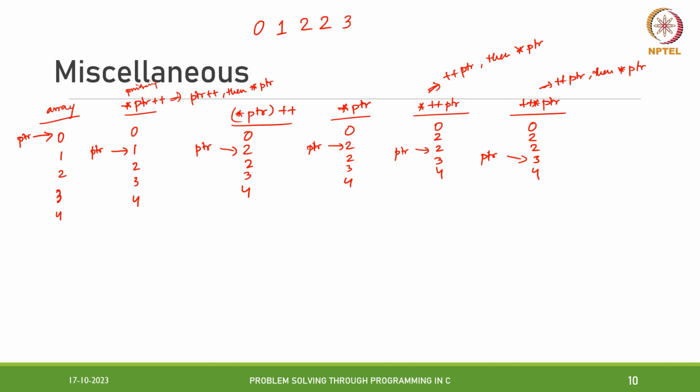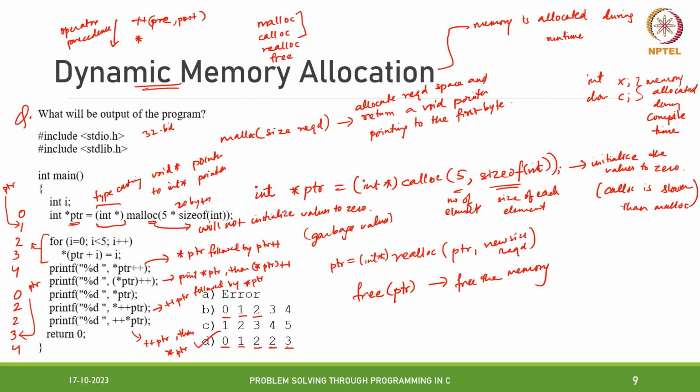Okay, so in the last case, it will start pointing to the fourth element, and that is what will be printed when you say star PTR. That will be the value at the fourth element, that is 3. So it will print 0 1 2 2 3. So that is our answer here.